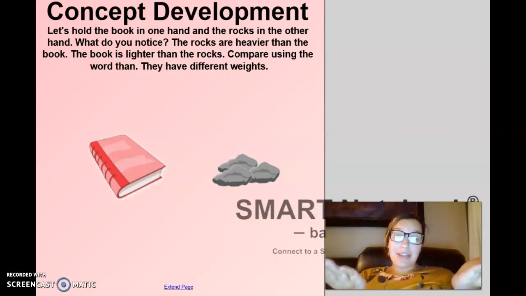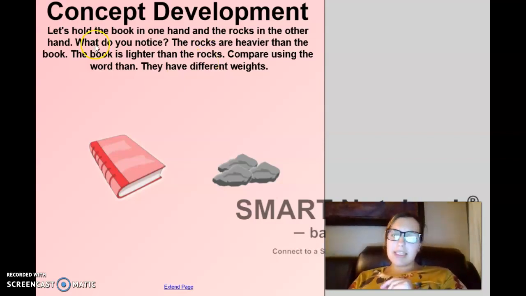I mean, it would depend on the rocks. If you had little tiny pebbles, the rocks would be lighter, right? But these look like pretty big rocks. So the rocks are heavier than the book, and the book is lighter than the rocks.